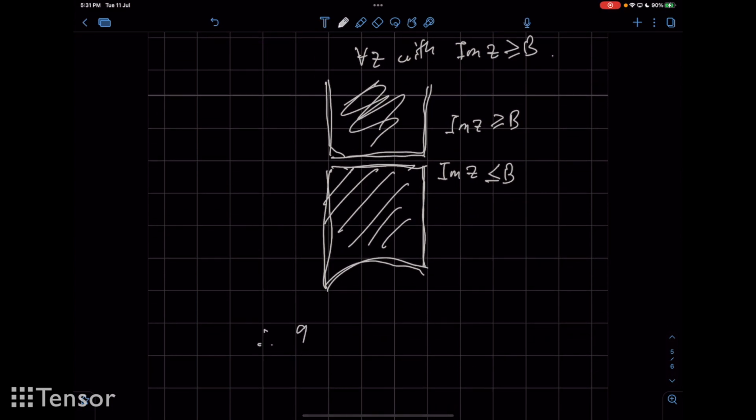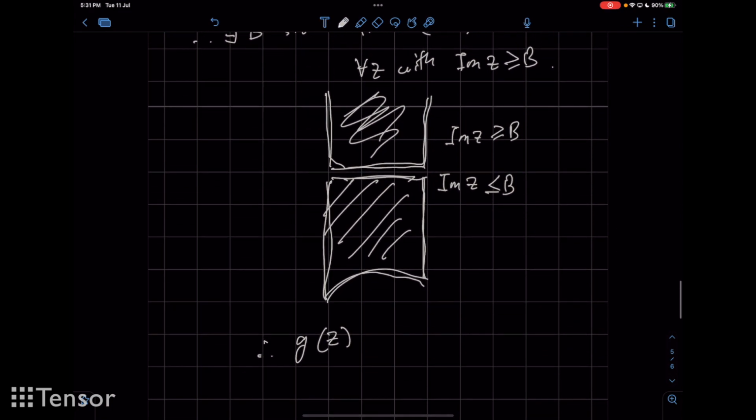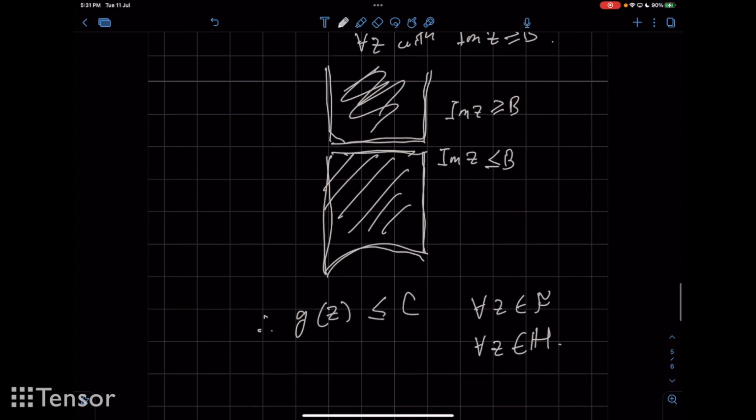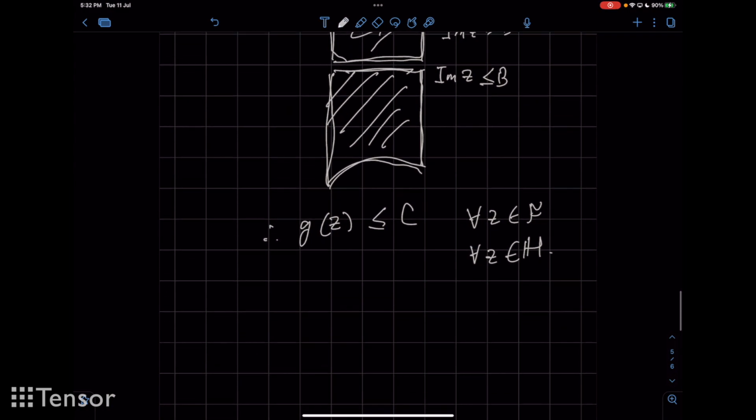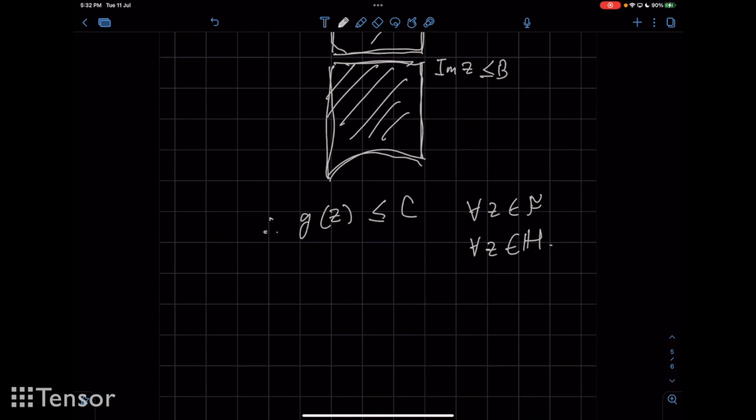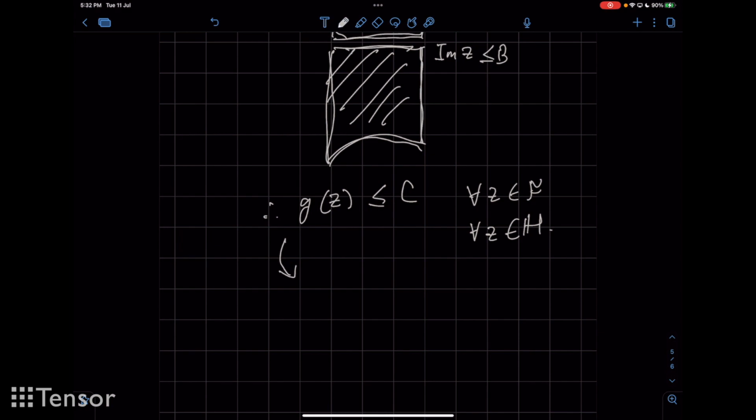So therefore, g of z is bounded by some constant c for all z in the fundamental domain. And since g is an SL2Z invariant function, we can safely write that for all z in the upper half plane. All right. So let us now write our function f. Oh, so how is g defined? G is defined as |f of z| times y raised to the power k over 2, where z is x plus iy.